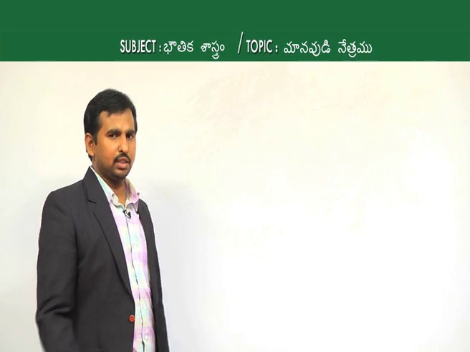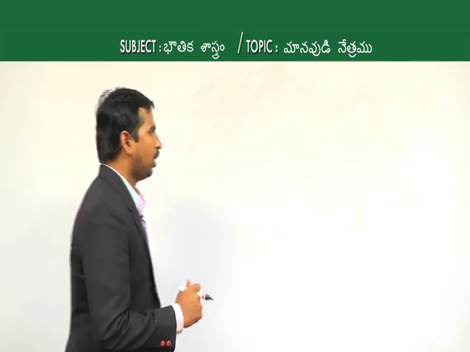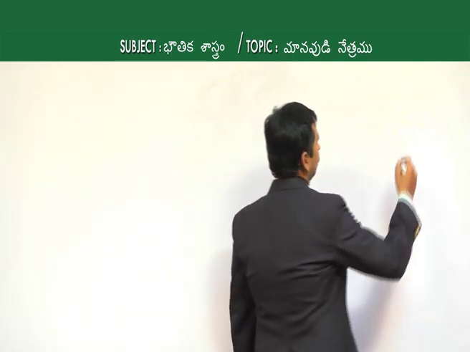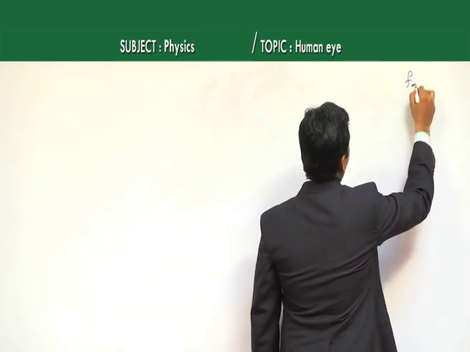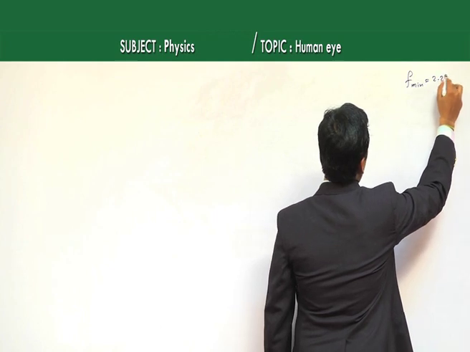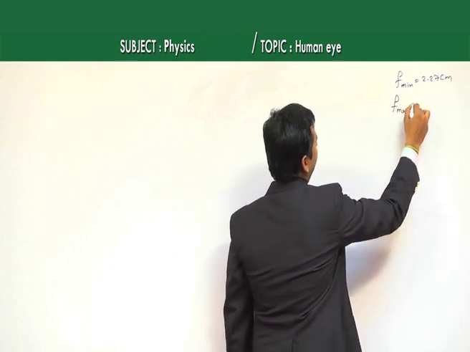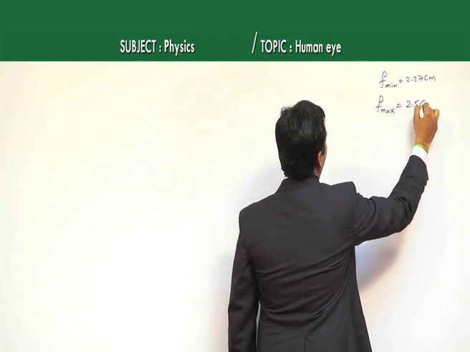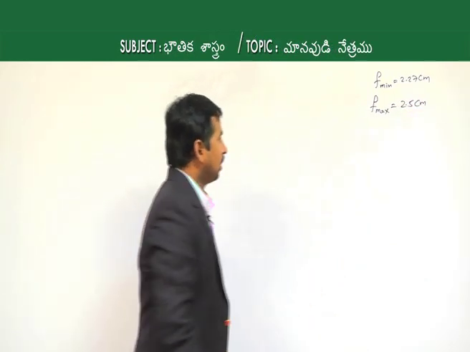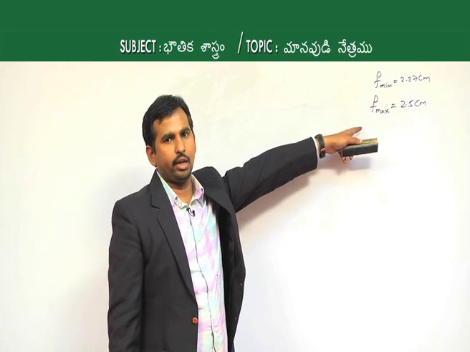Now, we have seen how the normal eye works, how the ciliary muscles are adjusting the focal length of the eye lens. So, we have to remember those values: the minimum focal length required to see the near distance is 2.27 centimeters, whereas to see the maximum far distance it is 2.5 centimeters. We have to remember these two values.